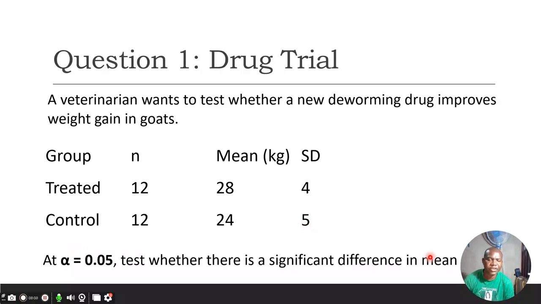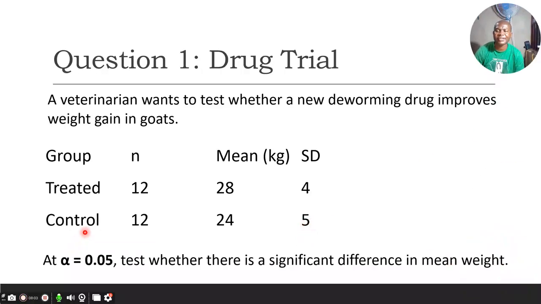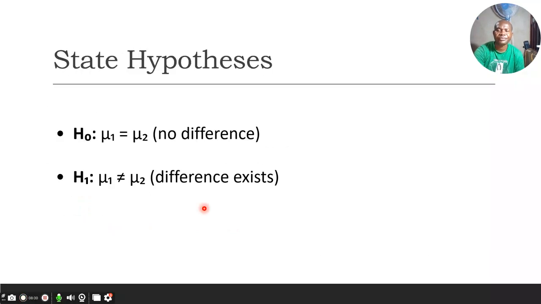So let's look at the first question. The first question here says, a veterinarian wants to test whether a new deworming drug improves weight gain in goats. Now this is the table. And then the question says, at a level of significance of 0.05, test whether there's a significant difference in mean weight. I believe this question is clear. So we have a treatment group, we have a control group. Let's look at the steps one after the other.